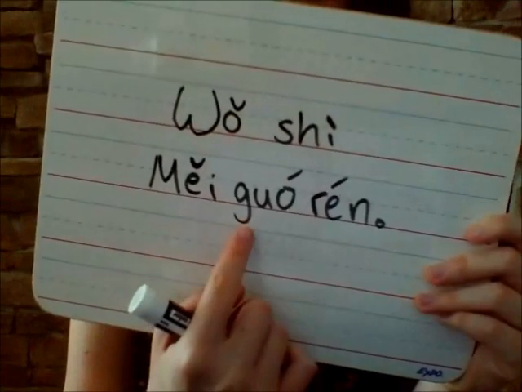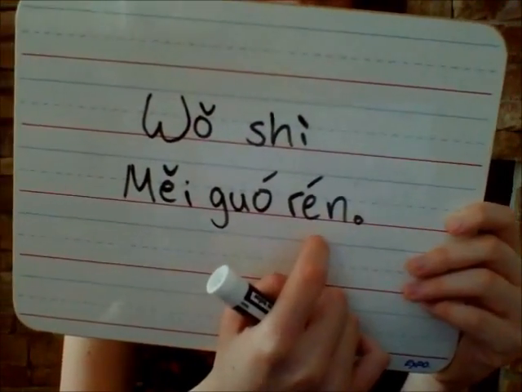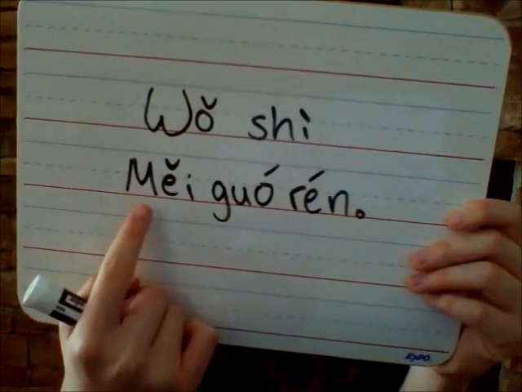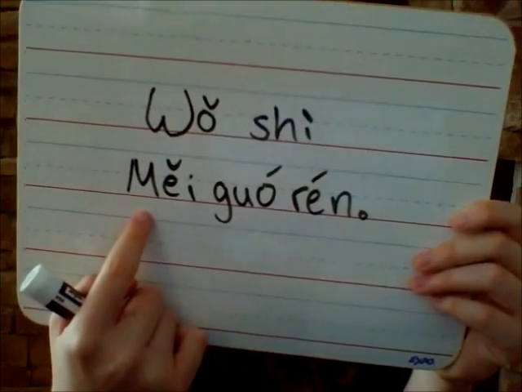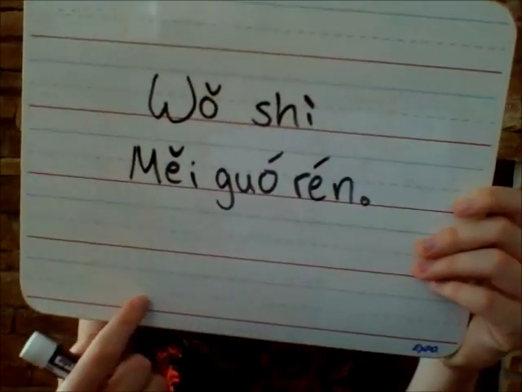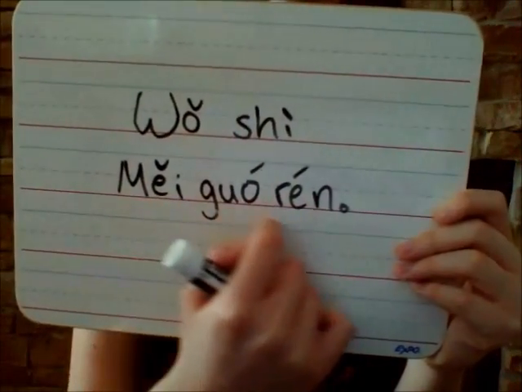Here's 国 again. Country. 人. Person. And this character here, 美, means beautiful. So America, 美国, in Chinese, translates to beautiful country. 我是美国人. Beautiful country person. Right? But maybe you're not American.